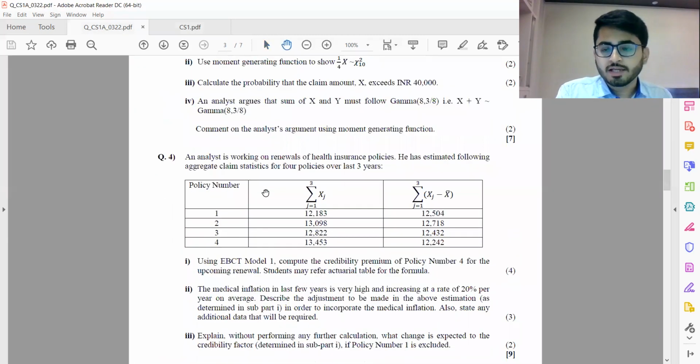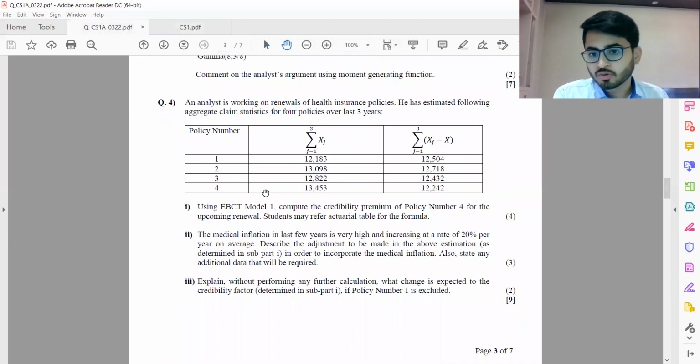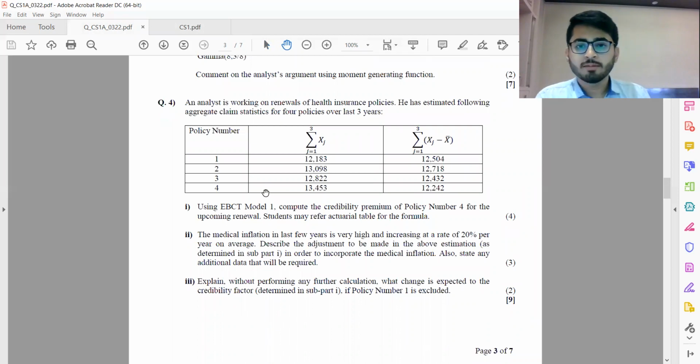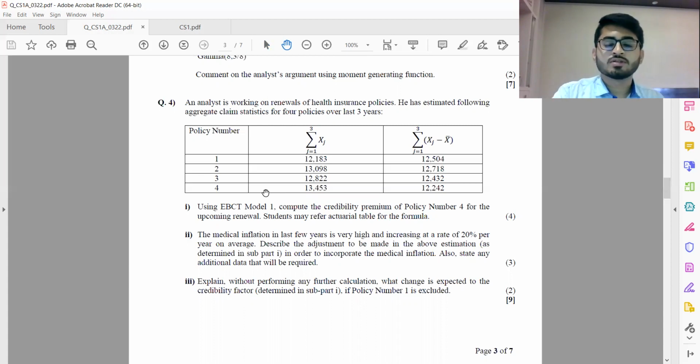Part 4 is an EBCT question. I will show you the workings for part 1. Parts 2 and 3 are typical questions which have been tested in past years, specifically from, let's say, IFoA as well. If you have access to revision notes, you would have seen that wherein certain values are increasing by a particular rate, then the way to adjust this is using EBCT model 2, and you divide each year's data accordingly. So I'm not getting into parts 2 and 3 in detail.